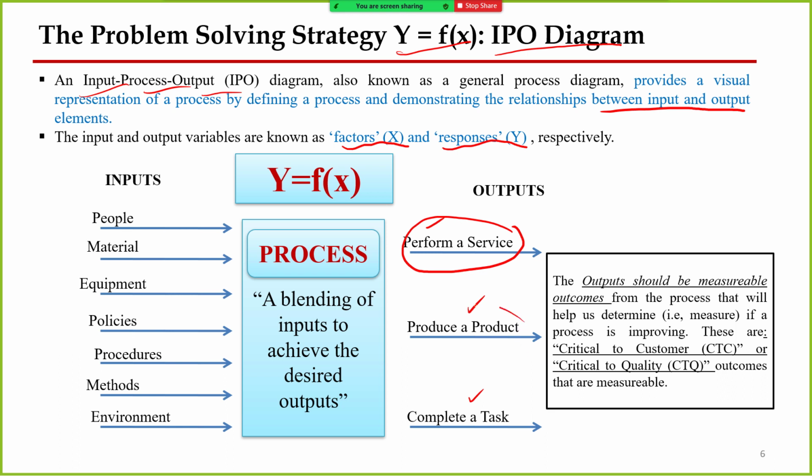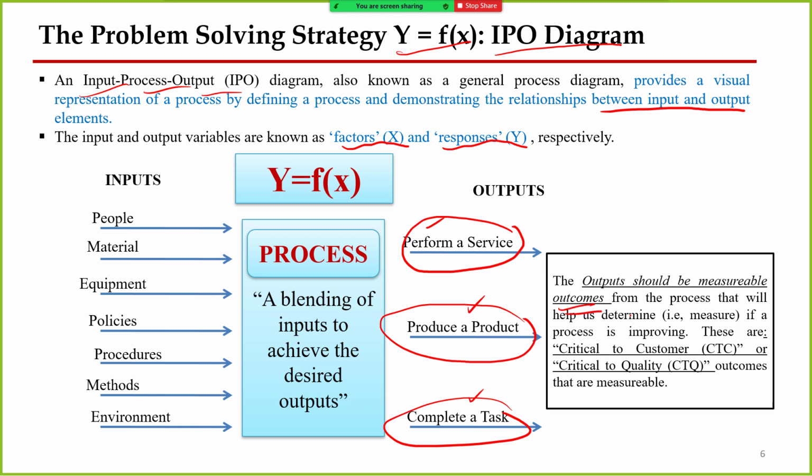Similarly, if we are producing a product, what is the diameter of the product, what is the weight, what is the cycle time to produce it, what is the lead time? These are attributes attached to that output. Similarly, if we are performing certain tasks, how long would it take to complete that task, and whether we are performing tasks correctly right the first time or not. So these are the attributes attached to the output, and those attributes are known as the outcome.